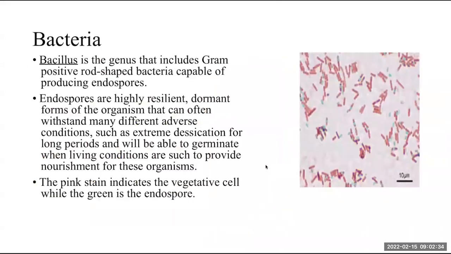Another bacterium that you're going to be looking at is a particular type of bacillus, and there are many species in this genus. This is a gram-positive rod, and it produces endospores. Remember, the endospores are not reproductive, but they are a dormant form of the bacterium. These endospores are highly resilient. They're dormant forms of the organism that can often withstand many different adverse conditions, such as extreme desiccation for long periods, that's drying out, and they still can germinate when living conditions provide nourishment and good growing conditions for these organisms.